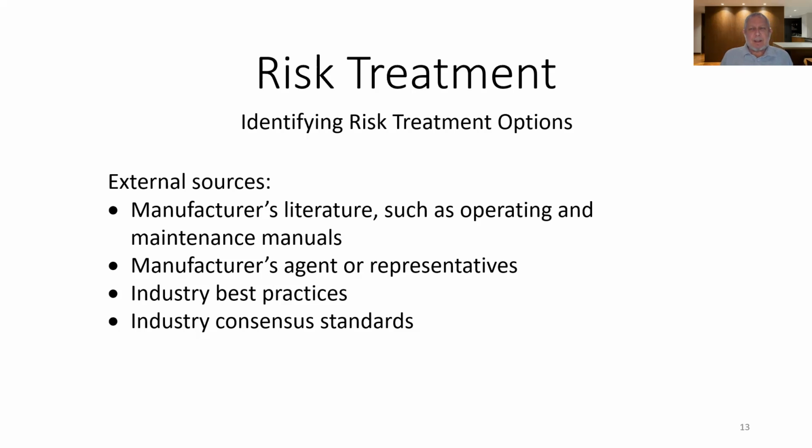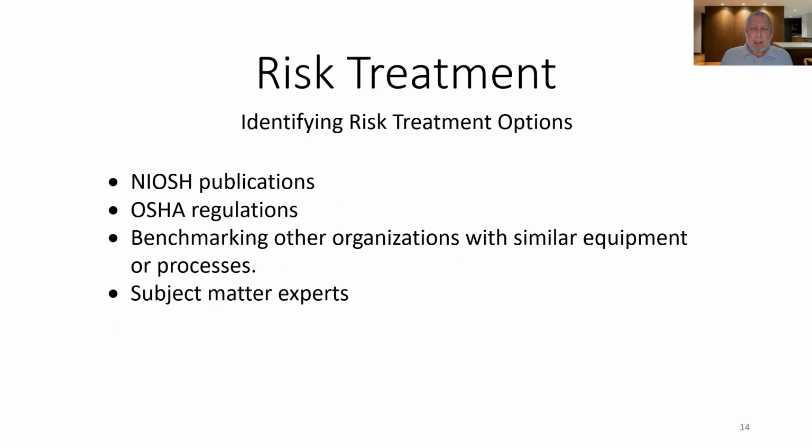And industry consensus standards. Again, ask people in your own industry if they have some standards that they use. It's just a consensus. In other words, it's not a formal standard. It's just what everybody kind of agreed to do. NIOSH publications, you know what that is, National Institute of Occupational Safety and Health. There's a lot of them out there. OSHA regulations. We all know a lot about OSHA regulations. They're very helpful. Benchmarking other organizations with similar equipment or processes.